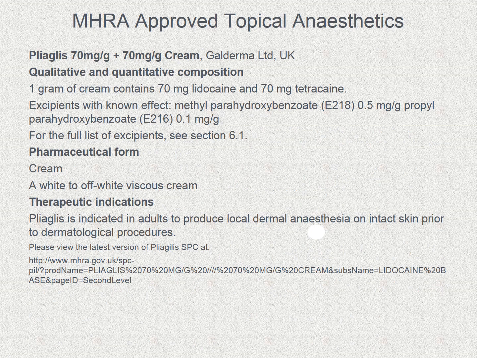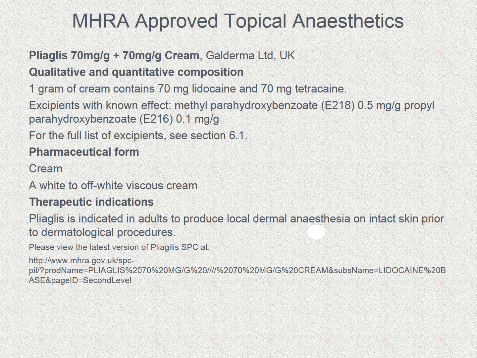Next, we'll move to the most recent addition to the armoury of topical anaesthetics in the UK, Pliaglis, from Galderma. Pliaglis contains two topical anaesthetics, lidocaine and tetracaine, so an amide and an ester. It's the only one of the approved medicines to have a combination of the two different types. It's 7% lidocaine and 7% tetracaine, so for every gram of product, there are 7 milligrams of lidocaine and 7 milligrams of tetracaine. It's a white to off-white, viscous cream, indicated for use in adults to produce dermal anesthesia of intact skin prior to dermatological procedures.